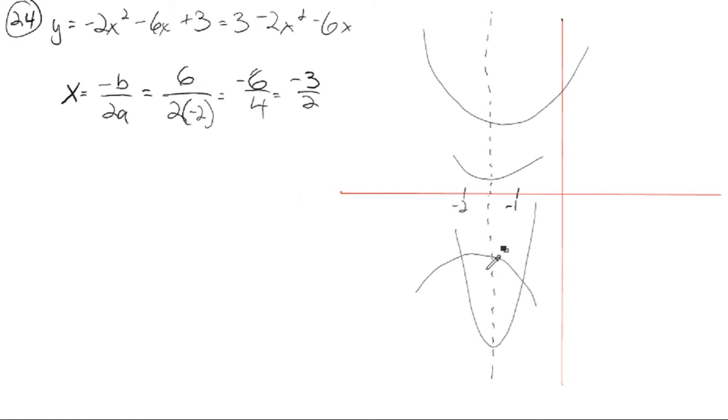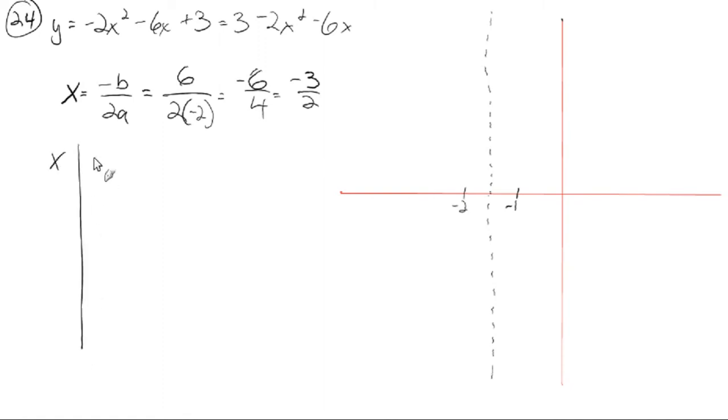So let me get rid of all these. So for one of our x's, we definitely want to put in negative 3/2. That's going to tell us exactly where the vertex is. We know the vertex is on this line of symmetry, and in order to find out where it is, we'll plug it into the function. So that will be -2 times negative 3/2 squared minus 6 times negative 3/2 plus 3. And what will that give us?